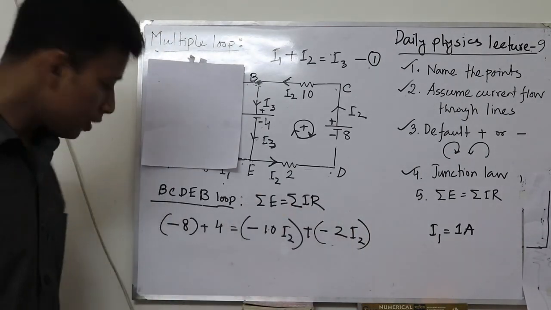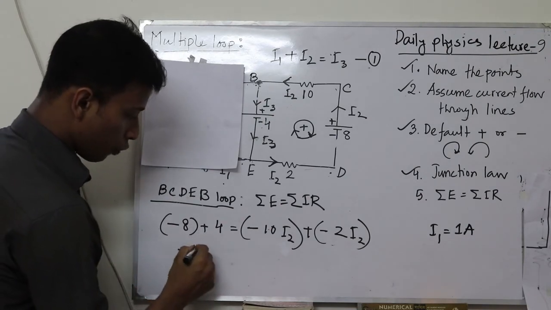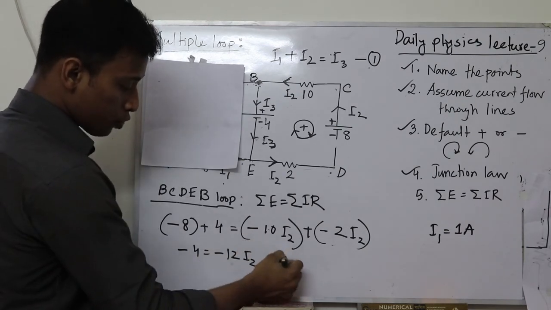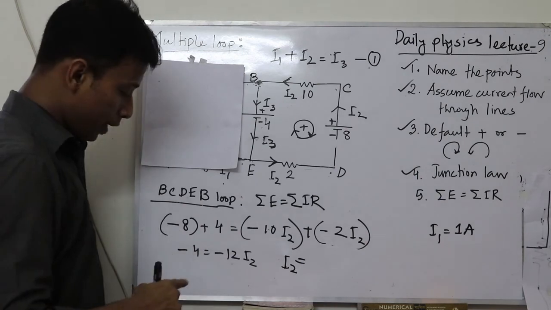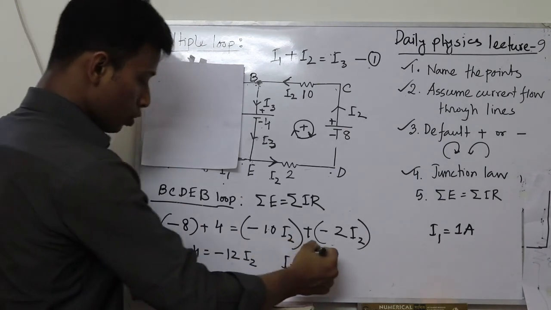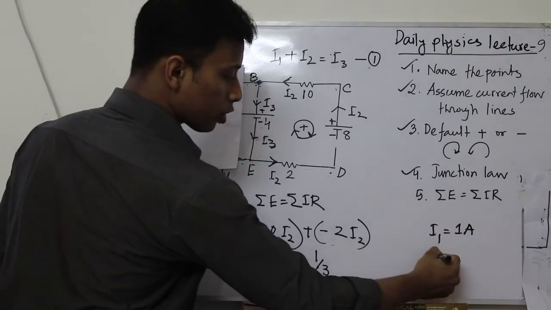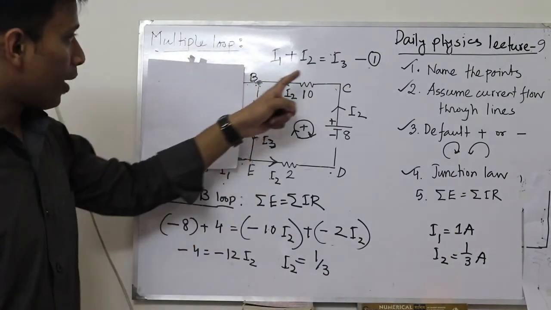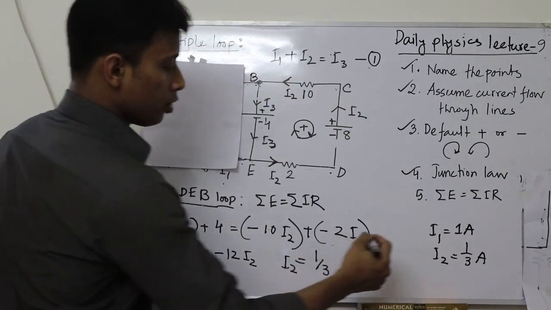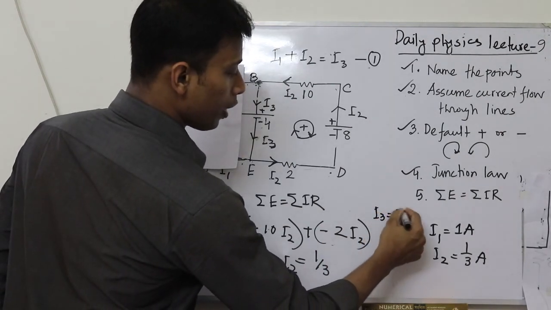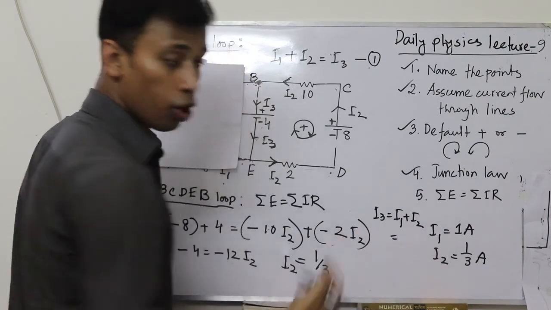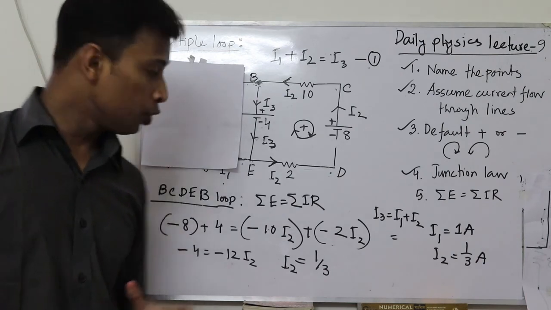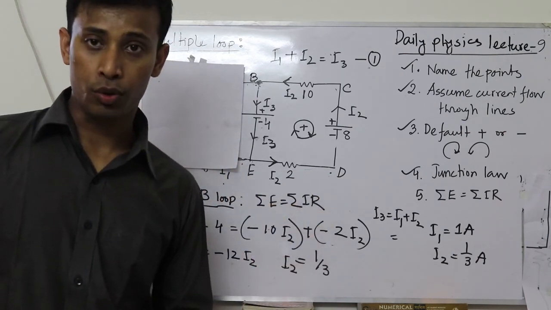Now simplify this. It's -4 and it is -12 I2. So I2 is equal to, if you cancel both minus, 4 by 12, that means 1 by 3. So we have got I2, 1 by 3 ampere. And we know, what about I3 from equation 1? I3 is equal to I1 plus I2. As we have got I1 and I2, we can easily get I3. So by the help of Kirchhoff's law, we are able to get the current flow through this equation. Okay?